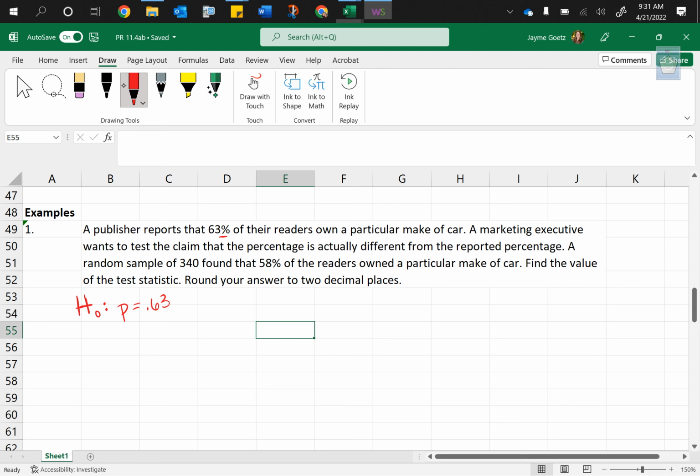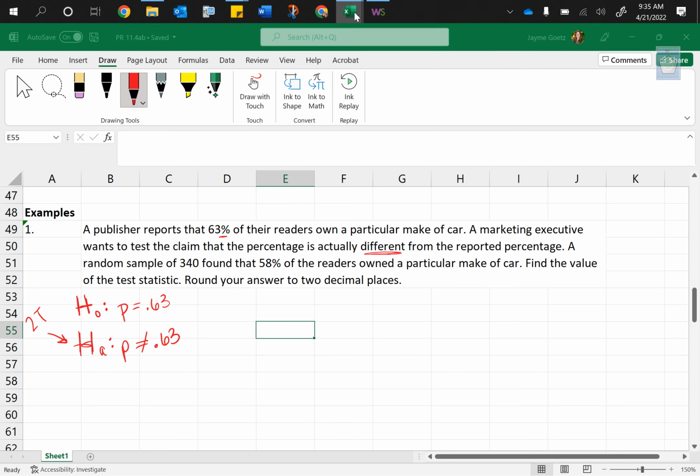Now my alternative hypothesis, did they want to prove that people actually had more, or they had less, or just different? Do you guys remember? Yeah, it literally just said they want to know if it's different. So my alternative hypothesis is just going to be that my proportion is different than 0.63. Okay, that it's not 0.63. Now, this information right here tells me that it's going to be a 2-tailed proportion test. Okay, 2-tailed proportion test.